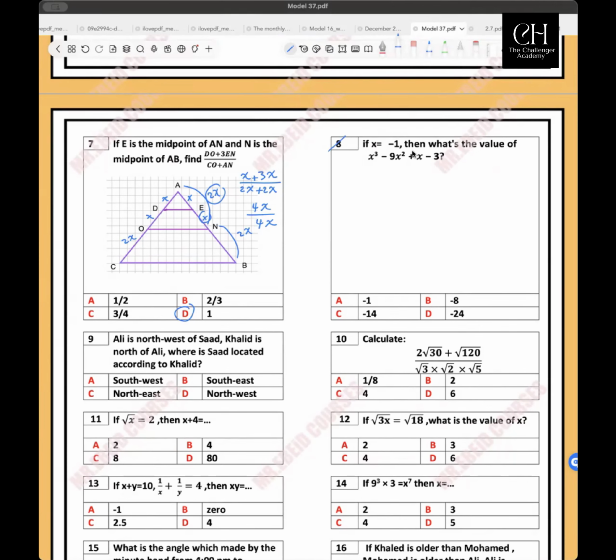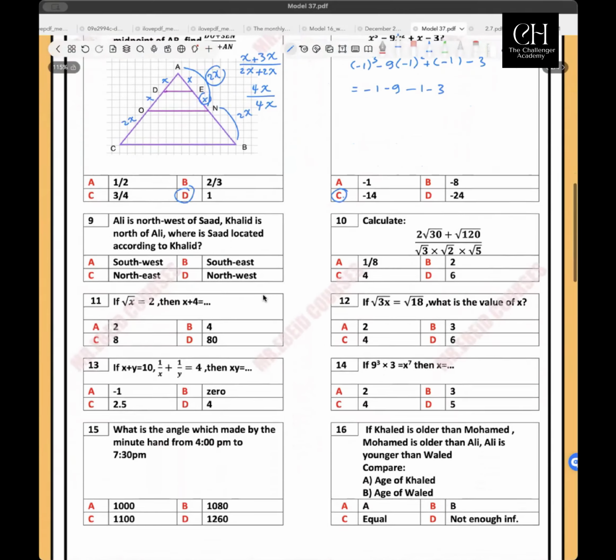If x equals -1, what is the value of x power 3 minus 9x squared plus x minus 3? Replace x with -1, so we have -1 raised to the power of 3 minus 9 times -1 squared plus -1 minus 3. -1 power 3 which equals -1. This is 1 because this is an even exponent, so it's -9 minus 1 minus 3. Calculate -1 minus 9 which equals -10. Minus 1 it will be -11 minus 3 equals -14, so the answer is C. Let's move to question 9.